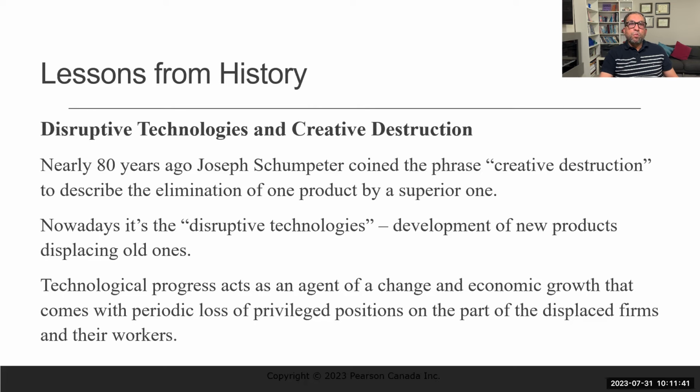So the point we want to make from history is that monopolies are not forever. And innovations and technological developments are replacing one firm with another firm or one person with another person. So this is all about it.